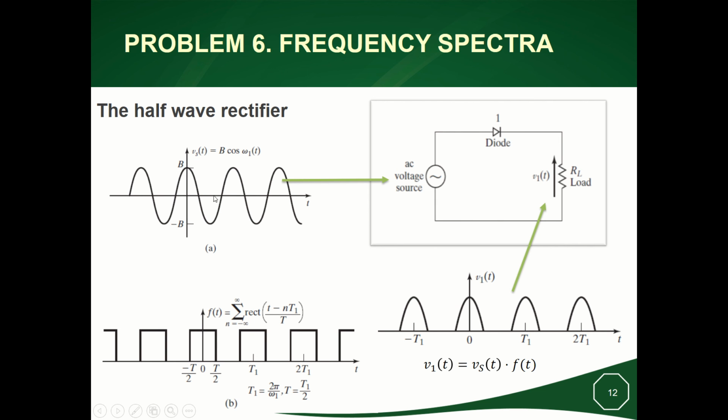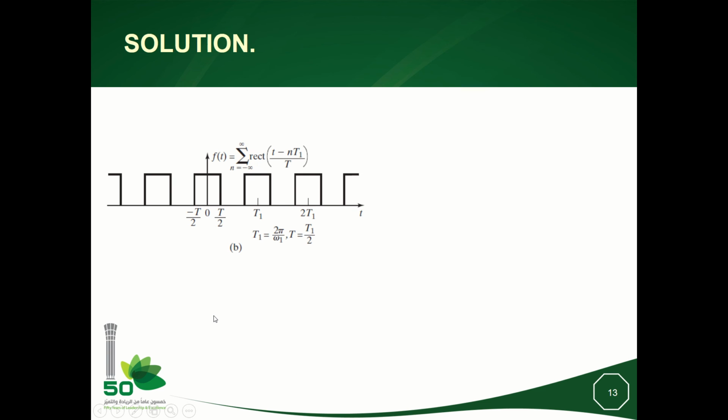And between this time and this time, I will not let the diode let any signal pass, so I will have 0. And then I will have a positive shape like this, 0, like this, 0, which is seen here as the voltage v1. So v1 is the product of vs times this periodic function f(t).